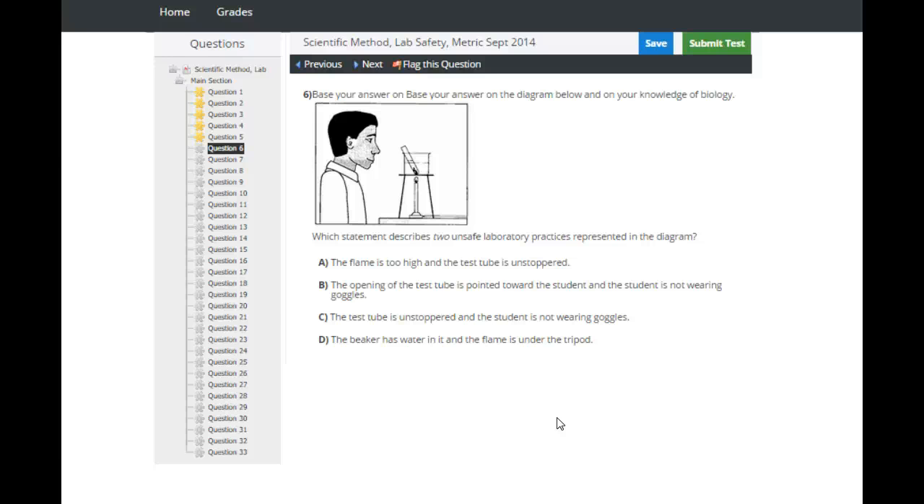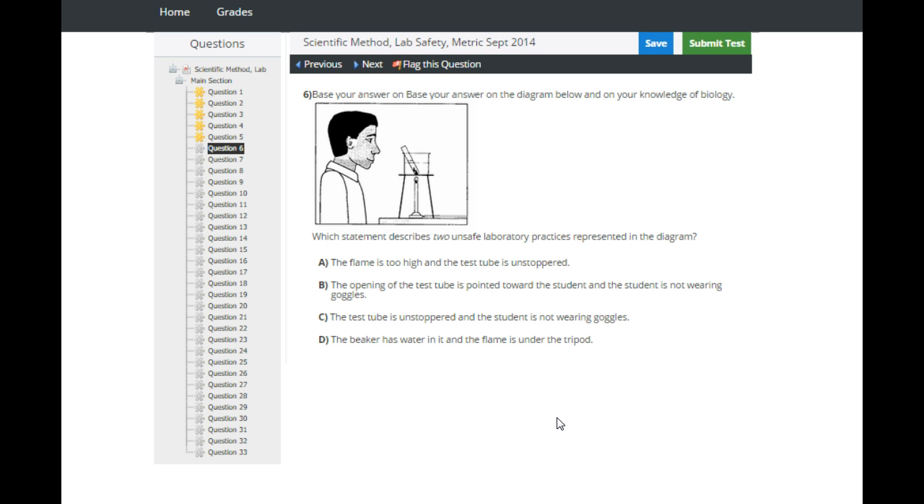A, the flame is too high and the test tube is unstoppered. We don't know anything about the flame. We've never worked with a Bunsen burner, really, so I would never ask you that. And to stopper something that's being heated up could be very dangerous because it's just going to make pressure build inside. We've never talked about that, so that would never be the answer. B, the opening of the test tube is pointed toward the student and the student is not wearing goggles. There you go, bingo. Let's just see if C and D are any better, though.